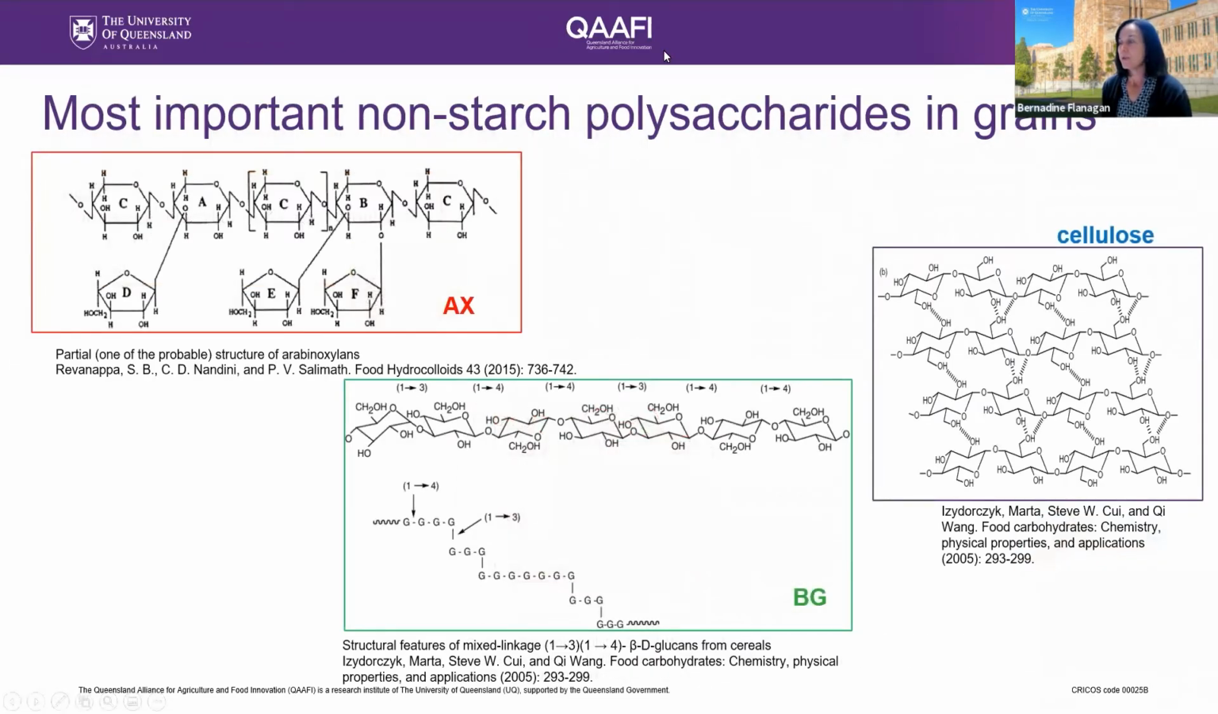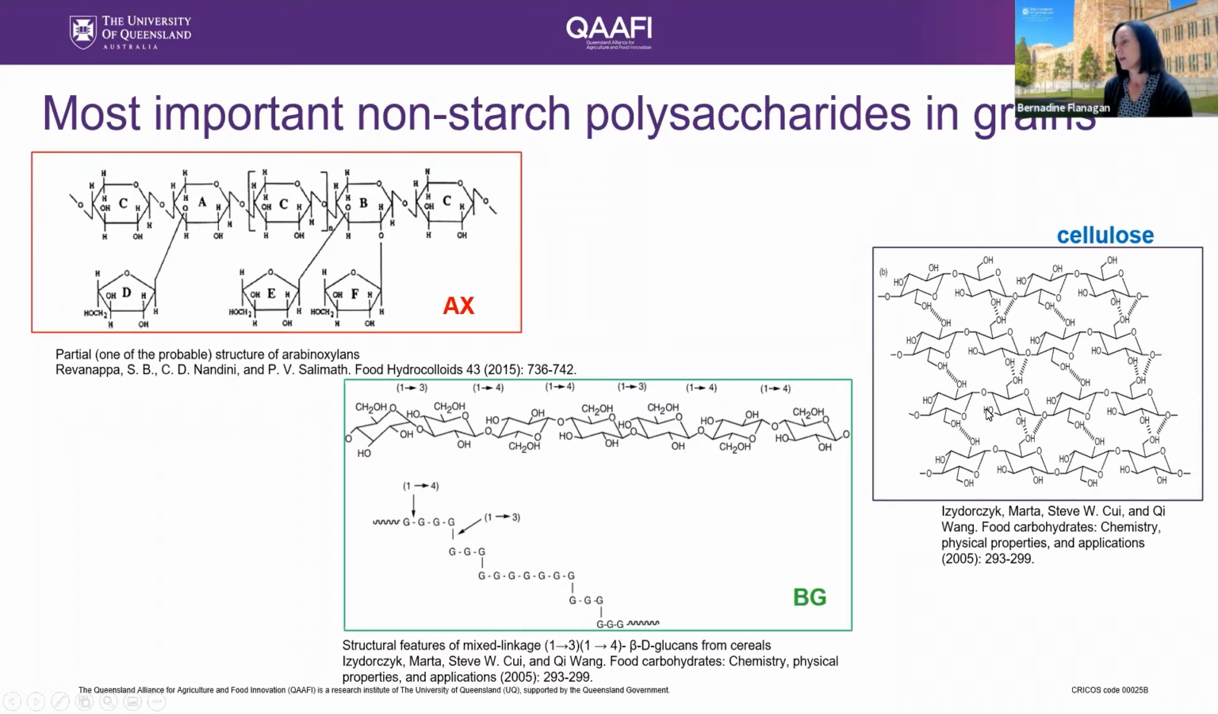So the most important polysaccharides in the cereal grains are the arabinoxylan. So you've got a xylose background with pendant arabinoses, and you can have one arabinose on each xylose or two. And depending on what your structure is, you need different enzymes to break down this polysaccharide. So you need different ones to cleave the xyloses and different ones to cleave the different arabinoses. The structure is very important.